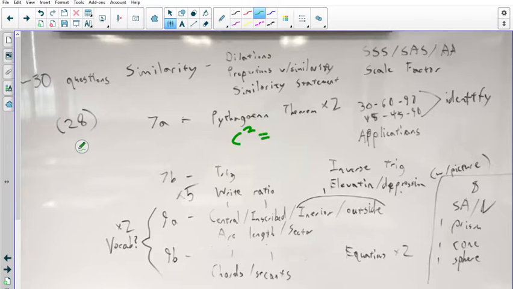That should hopefully be drilled right into your brain by this point, because we've used it so much. You should be sick of seeing c squared equals a squared plus b squared by this point. Hypotenuse is the longest side. We're probably going to have more than one question that's going to ask you to solve Pythagorean Theorem, because we used it so much throughout the year.